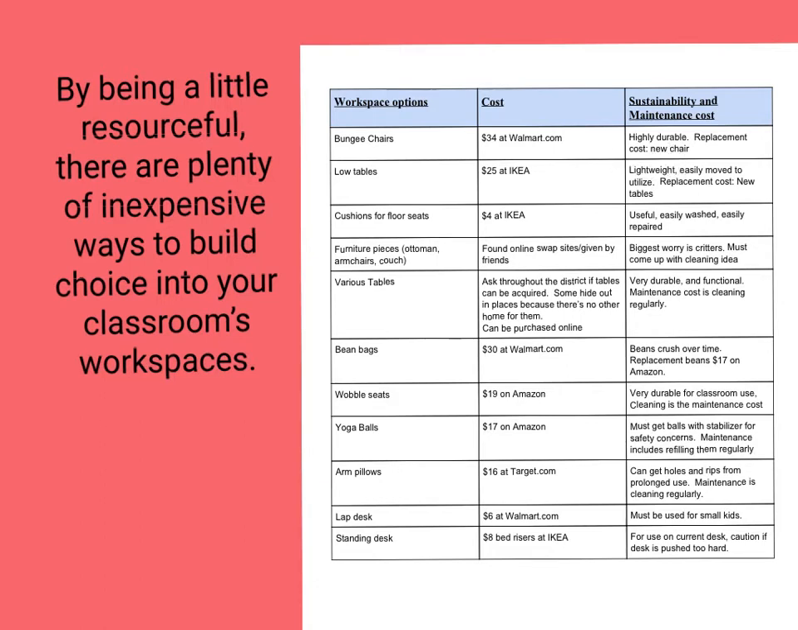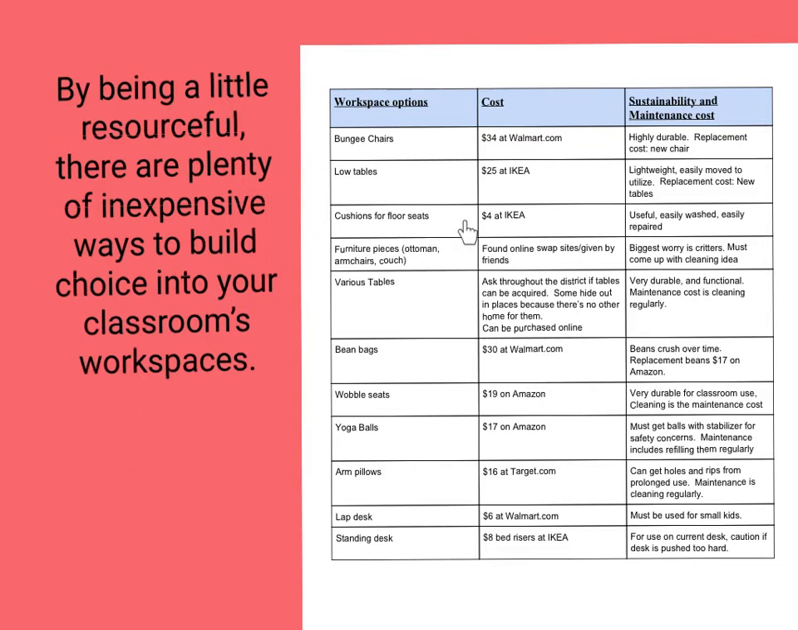Another option is going to be low tables. If students are able to sit on the floor, some of them feel a little more grounded. The low tables could cost you $25 at IKEA. IKEA is going to be a really good resource for these things. Researching price-wise and actually visiting there, IKEA is going to have a lot of good classroom options. They're lightweight, easy to move, easy to utilize, but the replacement cost on them is going to be a new table if they do get broken.